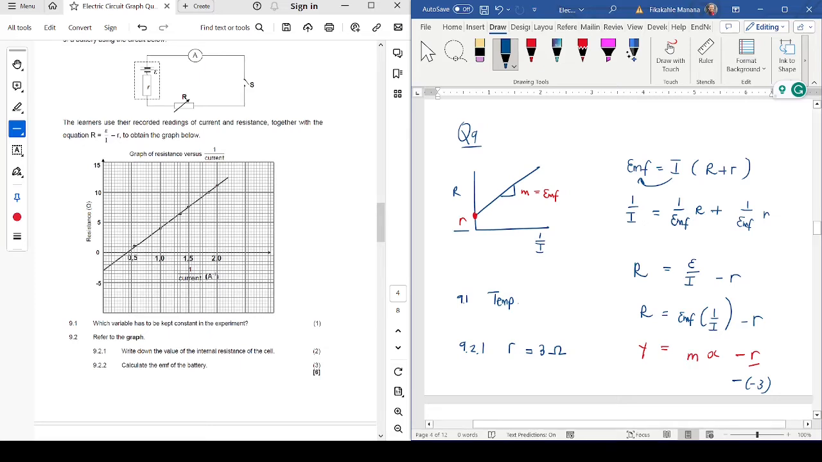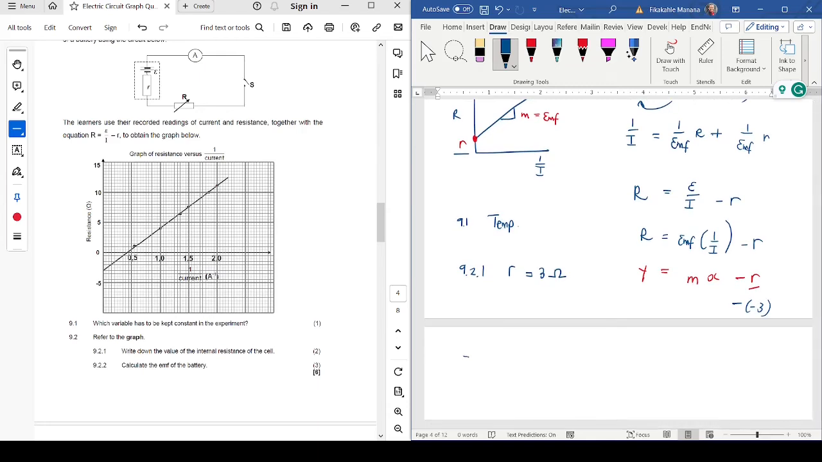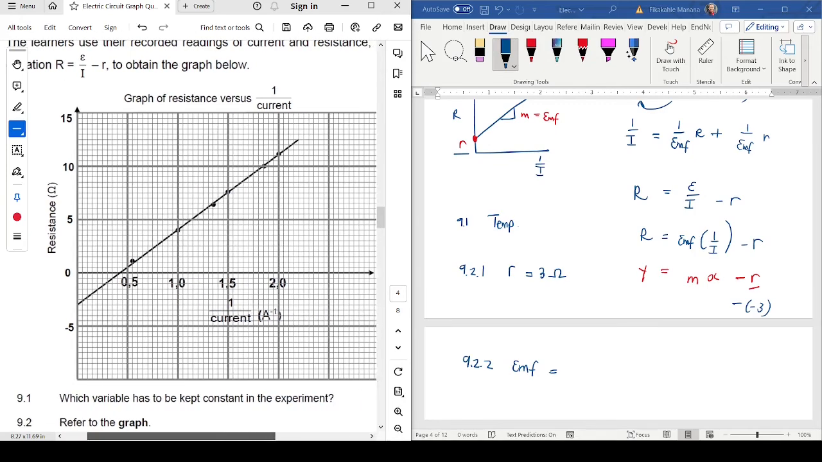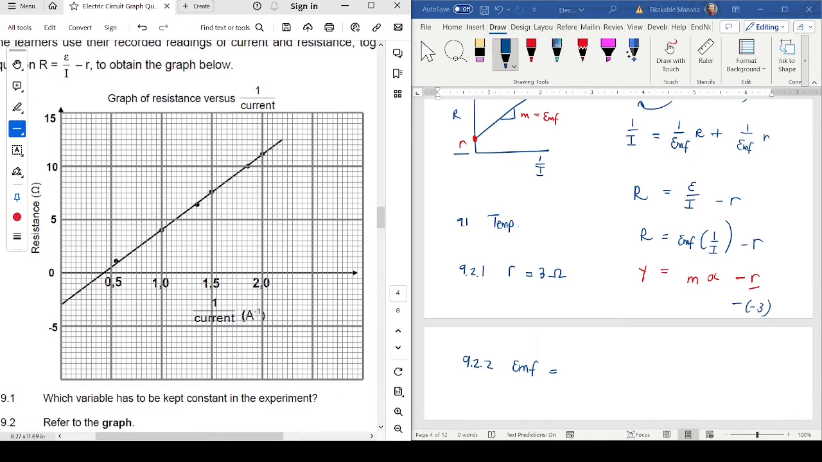So that is that. Now we can get to 9.2.2, which is the gradient. Calculate the EMF of the battery. That's your gradient. So here we're going to just choose 2 points along the graph and then see what we can do with it. Which one is easy to read? Okay, I think I'm going to go with 1,5.